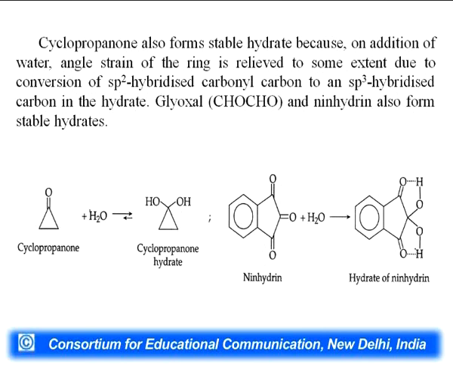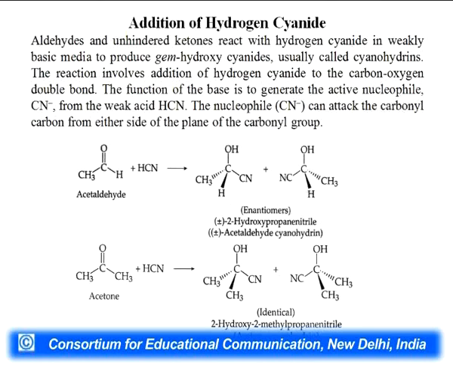Cyclopropanone can also form a stable hydrate because on addition of water the angle strain of the ring is released to some extent, and there is a conversion of sp2 hybridization of the carbonyl carbon to sp3 in the hydrate. Glyoxal and ninhydrin also form stable hydrates. You can see in the reaction that cyclopropanone gives cyclopropanone hydrate and ninhydrin gives the hydrate of ninhydrin. These are the structures of these two compounds.